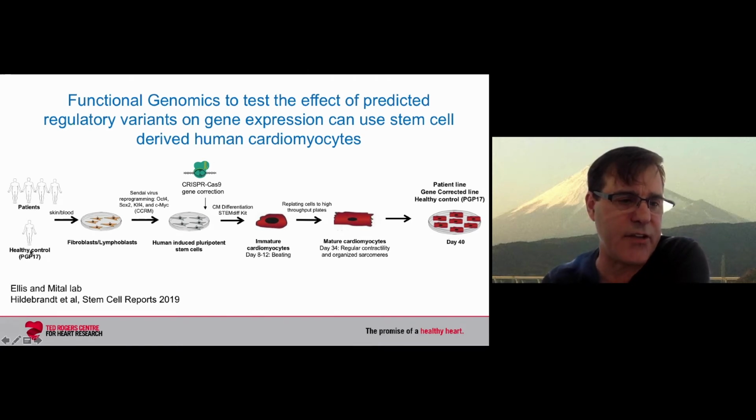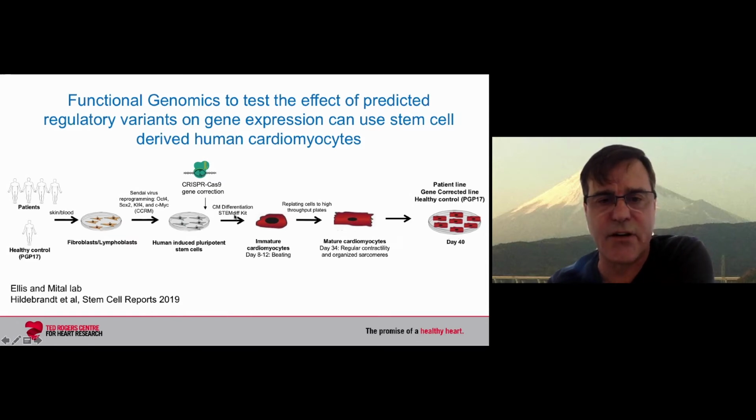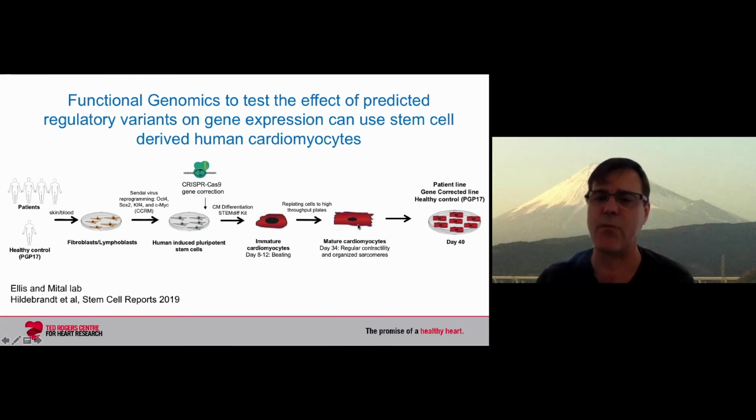So here we've got a healthy control, a cell line called PGP17 that we made from a healthy individual and reported in this paper last year. They can be reprogrammed by the addition of these 4 genes to make induced pluripotent stem cells. And then using a kit provided by a Canadian supplier called Stem Cell Technologies, we can make immature cardiomyocytes that are beating, that then mature somewhat, and we can test by comparing these regulatory variants to their normal variants whether there is an effect on gene expression.